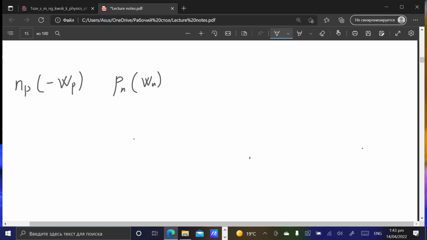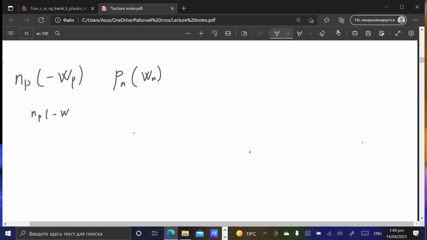So we can define this concentration in terms of the position of quasi-Fermi levels for the respective charge carriers, and that will look as follows. n_p at minus W_p is equal to n_i, intrinsic charge carrier concentration, times exponent (E_Fn minus E_ip), this is the position of the energy level which corresponds to the middle of the band gap in the p-type region, divided by kT.